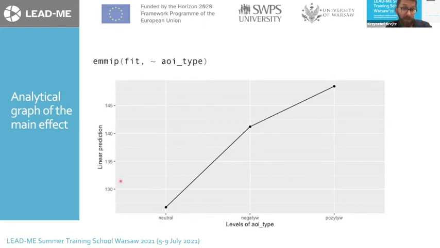And it says that linear predictions are here. This is our dependent variable, so it's average fixation duration. It's lowest for neutral pictures and higher for negative, and even higher for positive. But we know that these two means, these two values, are not significantly different. But this one is different from the others.